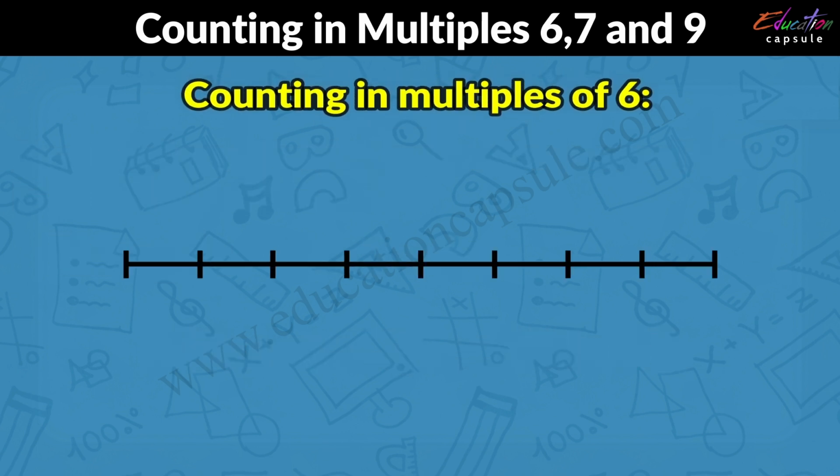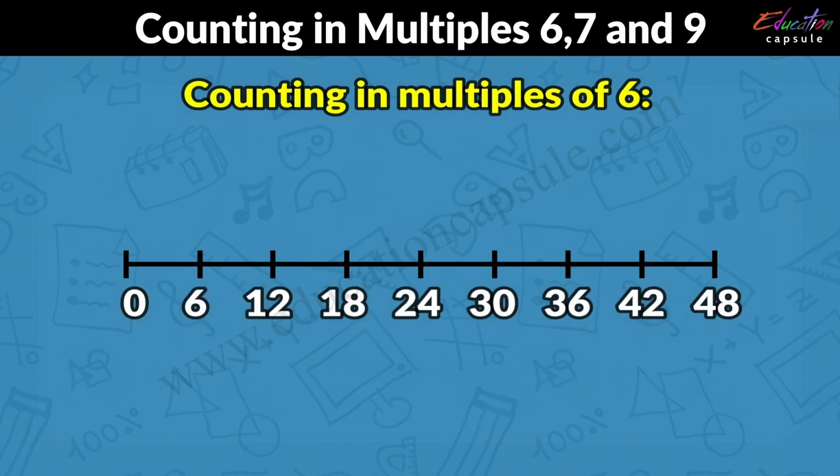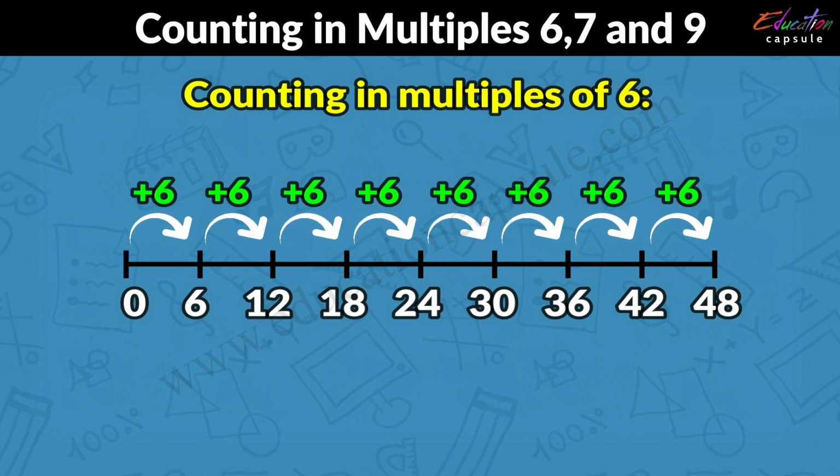Now, counting in multiples of 6. Counting in multiples of 6 means going up in 6. To count in multiples of 6, we add 6 at every step. So if we start from 0, we'll keep on adding 6 every time to get 6, 12, 18, 24, 30, 36, 42, 48, and so on.